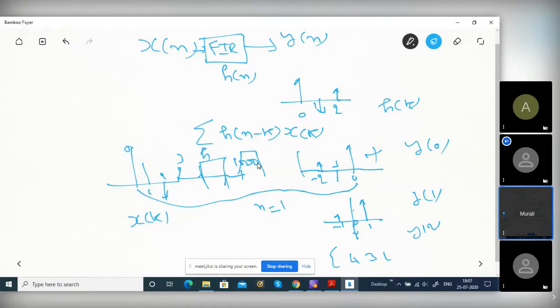This is how you have to do the convolution. So you can implement a filter using convolution.